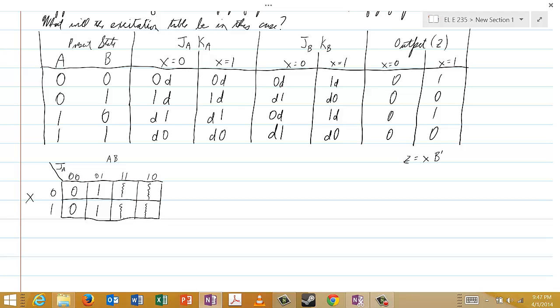And now let's look at the Karnaugh map for JB. Excuse me, let's do KA. And I think that I'll save JB and KB for the test.